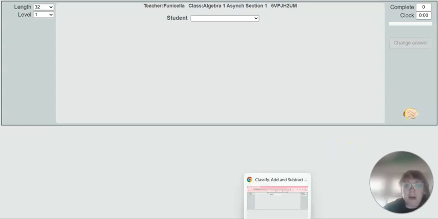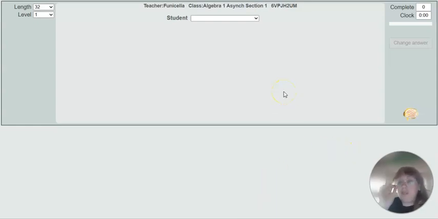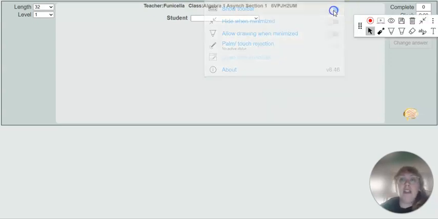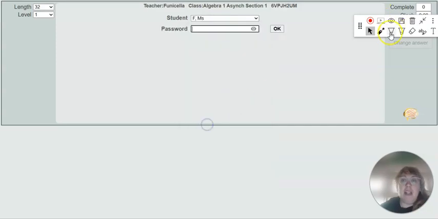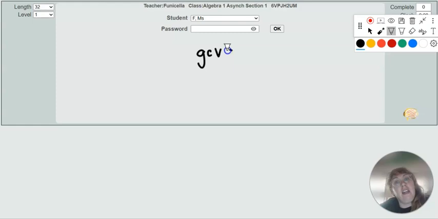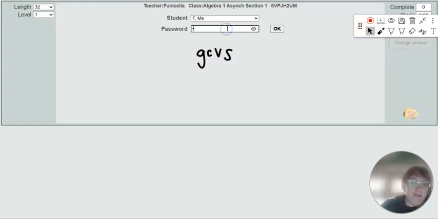Hello everyone and welcome. We're going to take a look at our next activity in the 6.2 lesson, and you're going to find your name in the drop down menu, and then you're going to type in that password, all lowercase, GCVS, and hit OK.